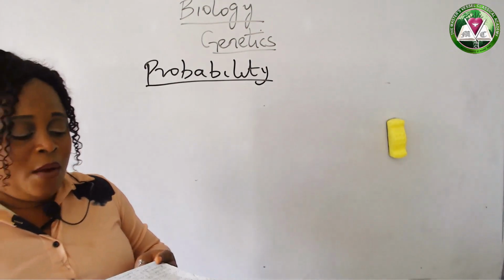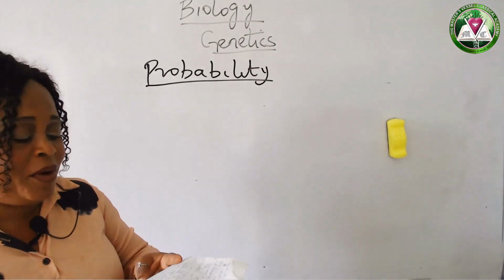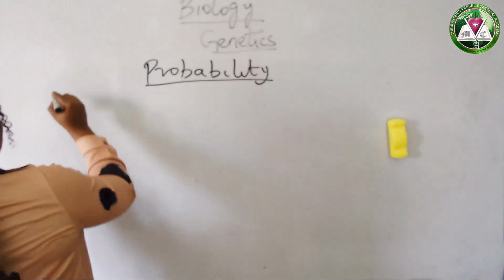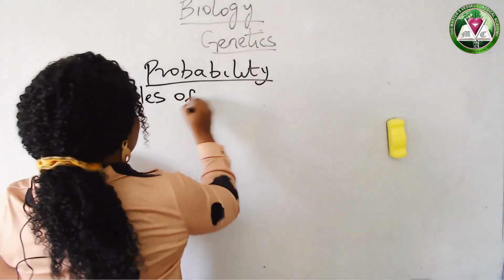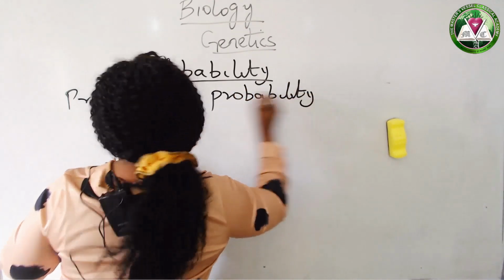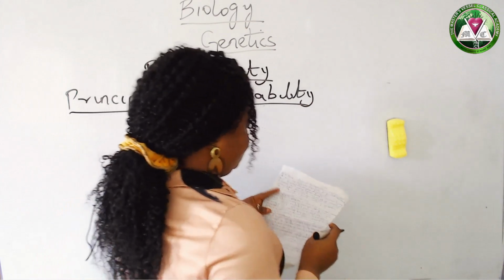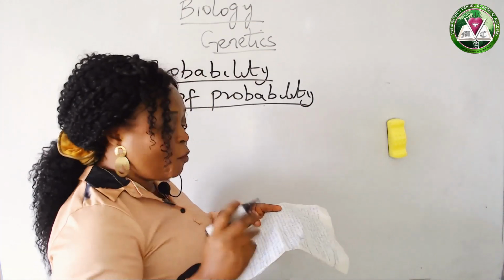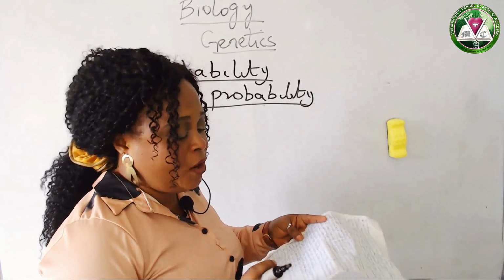Okay? Now, these probabilities we are talking about, there are three principles of probability. The first principle is that the result of one trial of a chance event does not affect the result of the other trial of the same event.